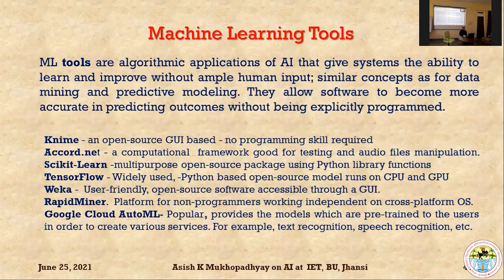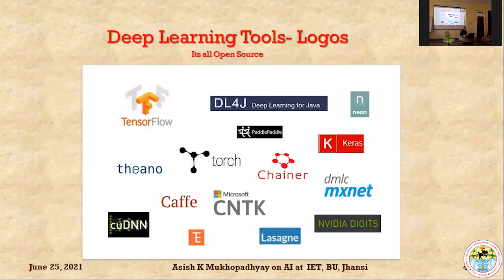So what are the tools? I have given the names of some of the machine learning tools. Any deep learning tool is also a machine learning tool. But some tools are used exclusively for machine learning, not deep learning. These are the ones, but scikit-learn is very popular. It's all open source. And these are the logos of some of the deep learning tools.